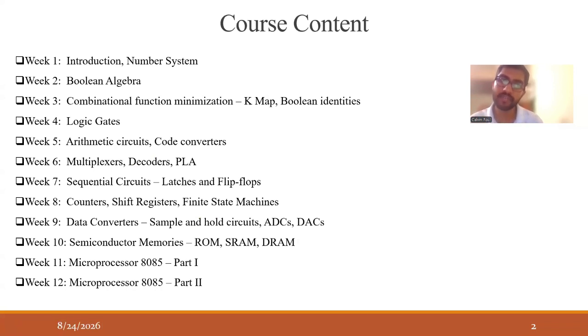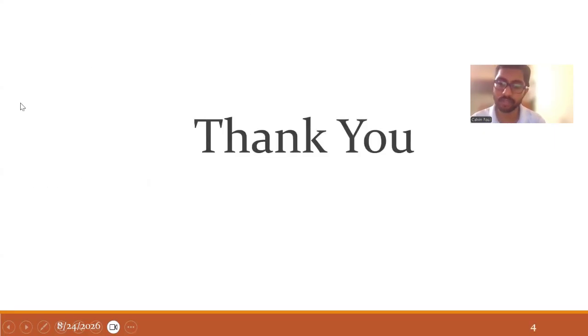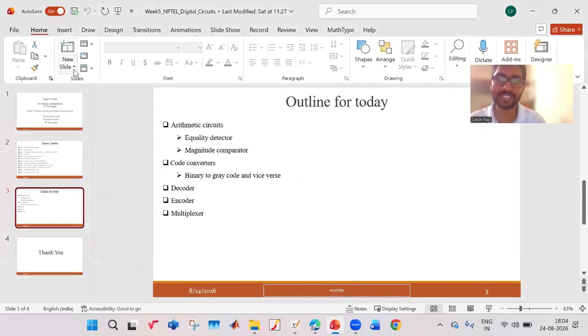And today is week 5, where we'll be talking a little bit about arithmetic circuits, some amount of code converters, but we'll also be discussing multiplexers, decoders, and other things. So in arithmetic circuits, we have some basic operations, that is equality, greater than, less than. Then certain code converters, one very popular one is binary to gray code and vice versa. Then we'll discuss decoder, encoder, everything. Okay, so let's get started.